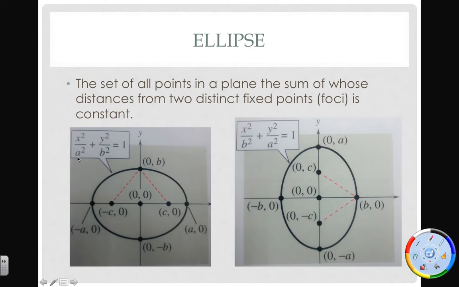So you might pay attention here is a on this left picture. a is actually in both of them, a is the biggest number. Okay, so if a lies on the x-axis, then it has to be under the x. So notice it's x squared over a squared. And then you'll look over here. Since a is on the y-axis, or vertical, it means it has to go under the y value, so y squared over a squared. So notice the variation between the two equations.